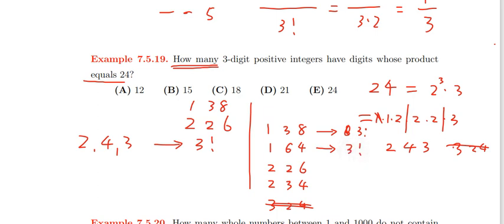But for this 2, 2, 6, we cannot use 3 factorial. We just have 3 ways. We just pick one position as 6, then the other two positions are 2, 2, right? So here is 3. So totally we should have 6 plus 6 plus 6 plus 3.